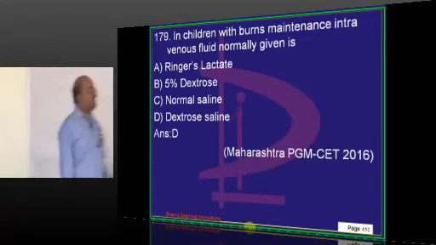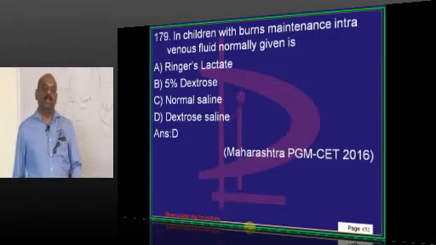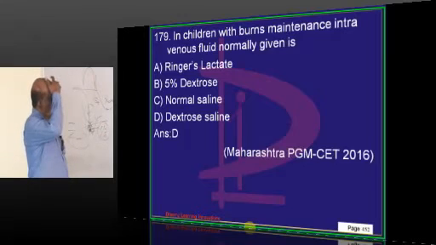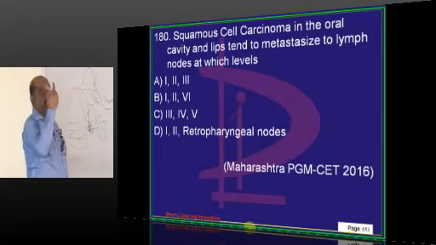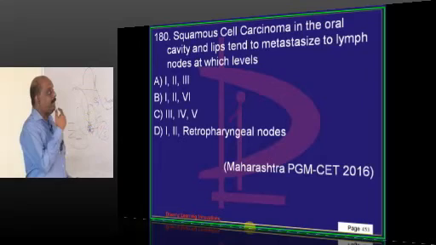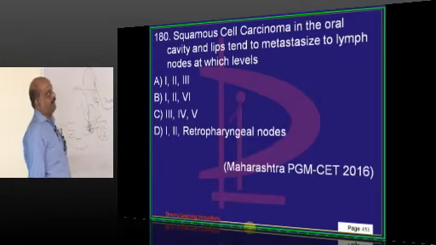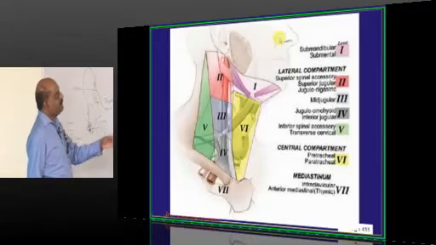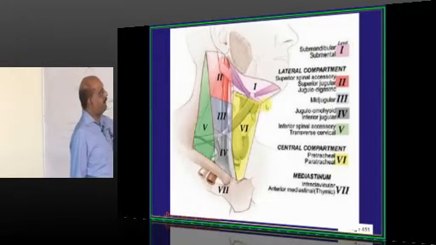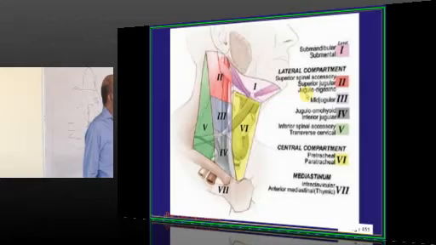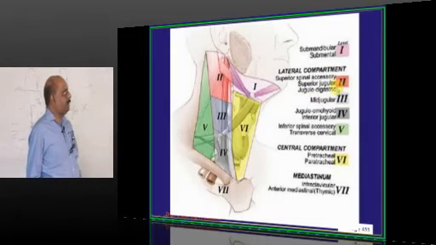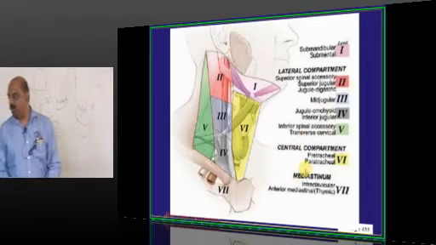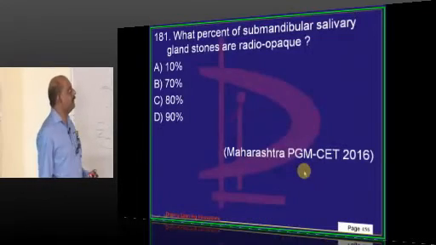Dextrose saline is basically used as a maintenance fluid, burns maintenance fluid. At which level do lymph nodes get involved in carcinoma of the oral cavity and lips? Typically submandibular and submental are called level 1, doctor. Superior spinal accessory and superior jugular chain is called level 2. Mid jugular is called level 3. Levels 1, 2, 3 are the ones basically involved, is what you have to remember.